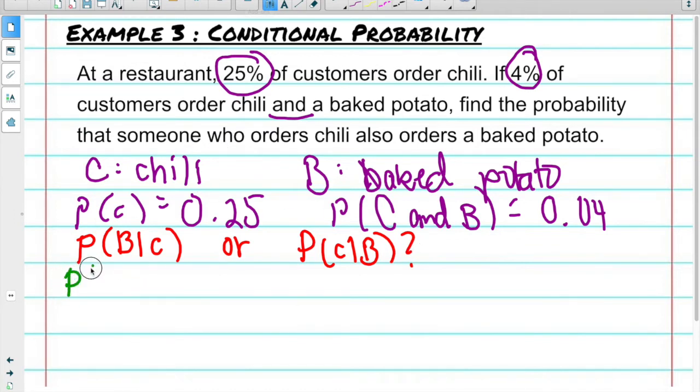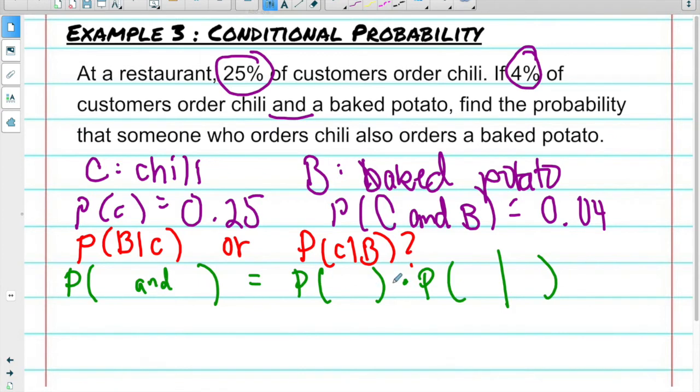So the probability of both events happening equals the probability of one event happening times the probability of one event happening given that the other happened, okay? And I left the events blank on purpose. Whatever goes here needs to match the letter that goes here. Okay, so the letter that goes here needs to be C because we don't know the probability of B. We don't know the probability that someone orders a baked potato. Okay, so C needs to go there, C needs to go there.